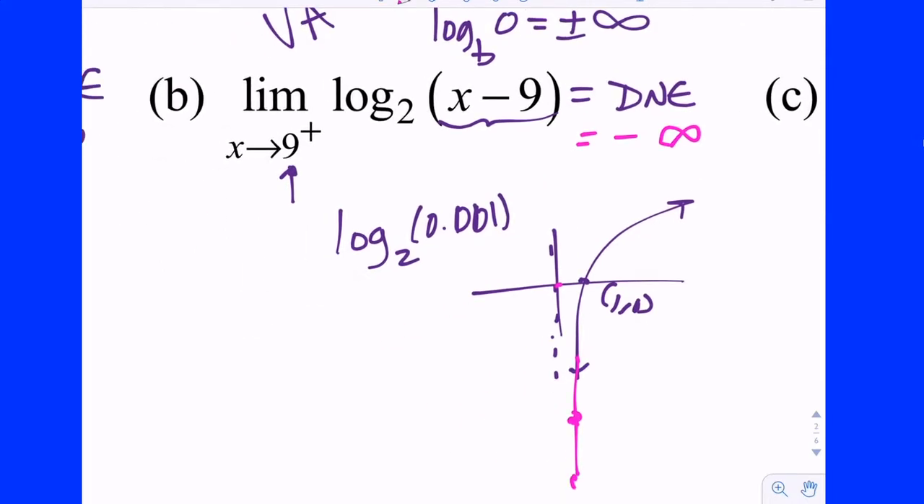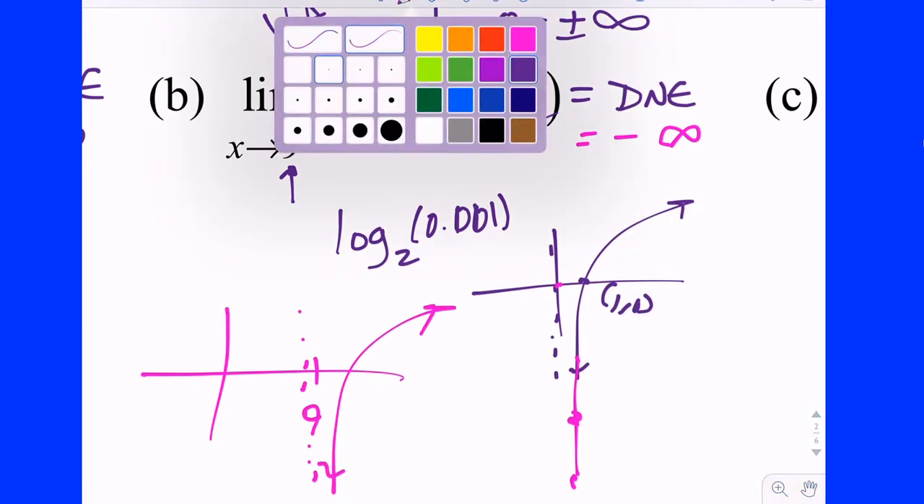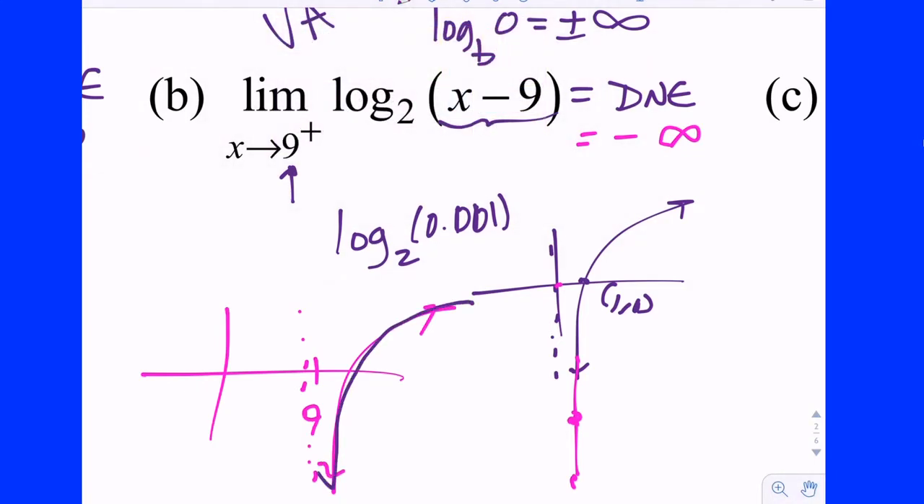Now that's one way to do it. The other way to do it is just saying, oh, log base 2, that's gross. What does the minus 9 do to my graph on any function? Shifts it to the right 9 units. So the old vertical asymptote, which is at 0, is now at 9, and now it looks just like that. And what are we approaching as I get closer and closer to 9 from the right? I'm going down, down, down to negative infinity.